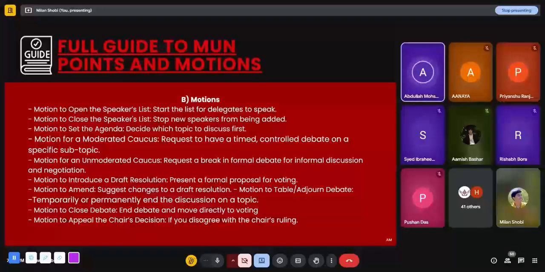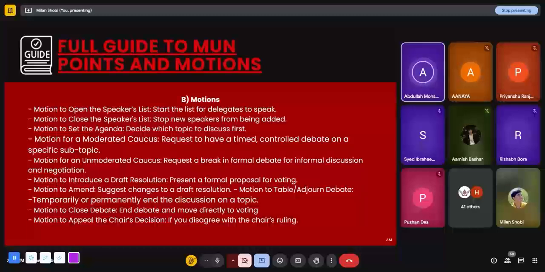It's simple. So the types of motions are, the first one is motion to open the speakers list. It is used to start formal debate and allow delegates to give speeches. For example, if you want to raise it, you will say motion to open the general speakers list on the topic of cybersecurity or any other topic of your choice.